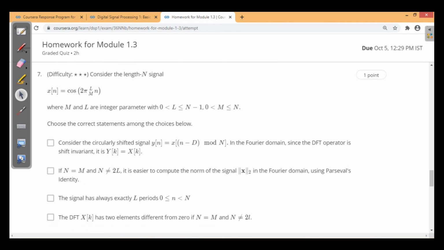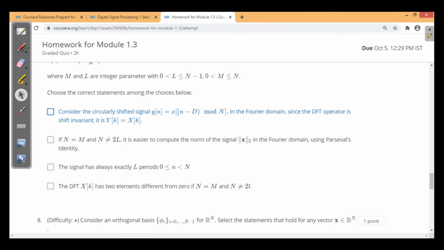Next, seventh one. Consider the length capital N signal x of n is equal to cos of 2 pi L by N times n, where m and L are integer parameters with 0 to N minus 1. Choose the correct statement among the choices below. The first one: consider the circularly shifted signal y of n is equal to x of n minus d. Since the DFT operator is shift invariant, y of k is equal to x of k, using the time shifting property of the discrete Fourier transform.